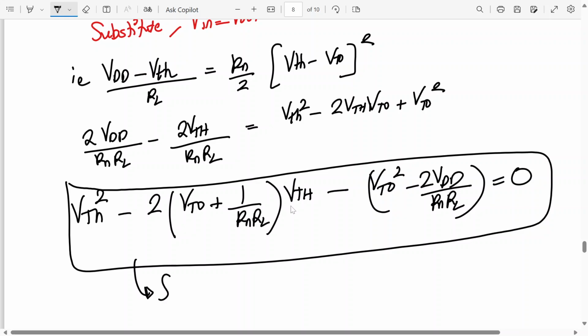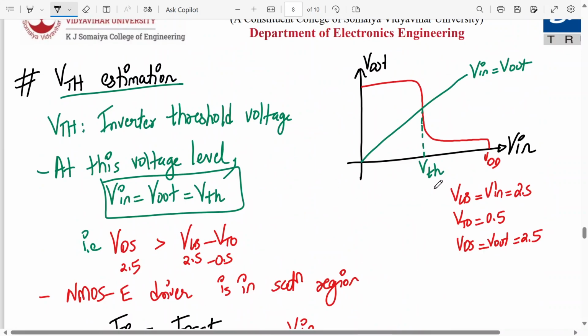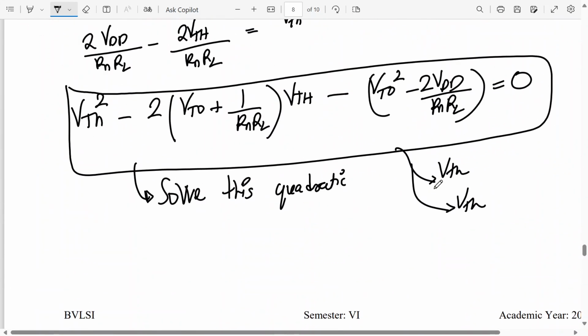We need to solve this quadratically in your calculators. This will give you two values of VTH. Whichever is the closest to VDD by 2, that value you select. Let's say one value is 2.7 volt, the other is 3.1 volt. Which value will you select for a power supply of 5 volt? You will select 2.7. Why? Because it is closer to VDD by 2. So select the correct value of VTH.